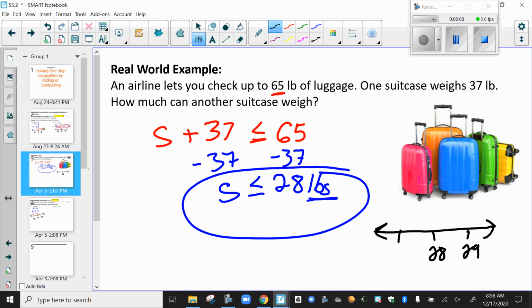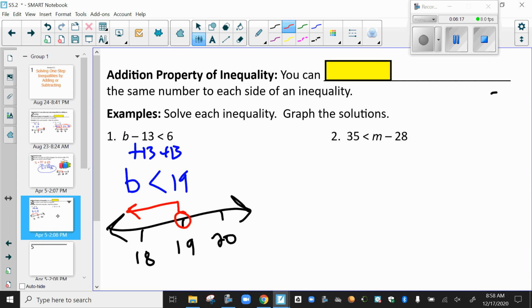29 on this side. We go up one. On this side we go down one. 27. I want a solid circle here and an arrow going to the left. Right? 27 pounds is less than 28 pounds. That works. So it could be 27 pounds. That's okay. All right, let's finish this now.